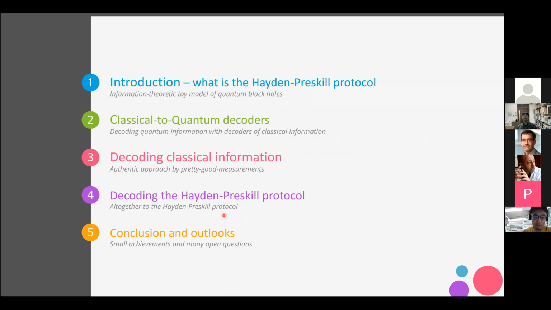Okay, so this is an outline of this talk. I would like to start with a brief introduction of the Hayden Preskill protocol, and I will also overview the result obtained in the original paper. This Hayden Preskill protocol is sort of an information theoretic toy model of the information paradox of quantum black holes. And in this talk, we are going to study this protocol from the viewpoint of quantum information.